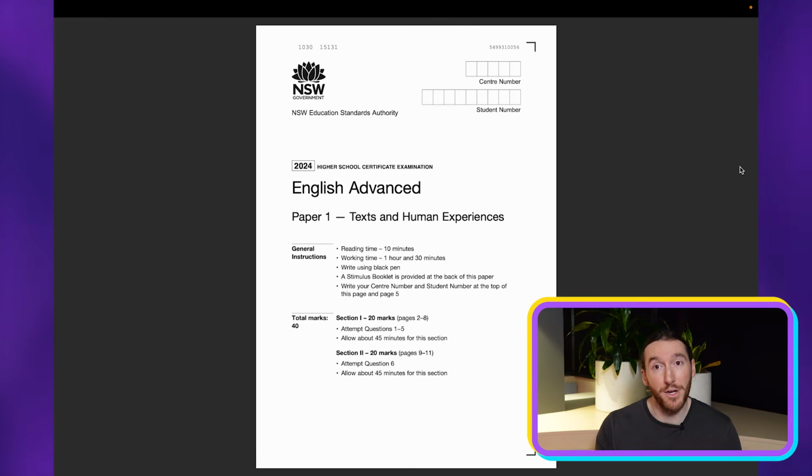Now, first things first, we want to do the paper in order. We don't want to do the essay first. If we do the essay first, it means we've effectively wasted that 10 minutes reading time to read through those texts that you've never seen before. You don't want to have to spend another 10 minutes halfway through the exam rereading them. So we're going to do section 1 first, then we'll do the essay in the context of this exam.